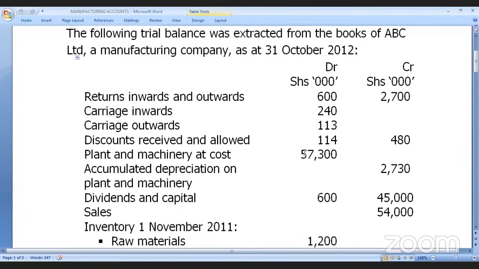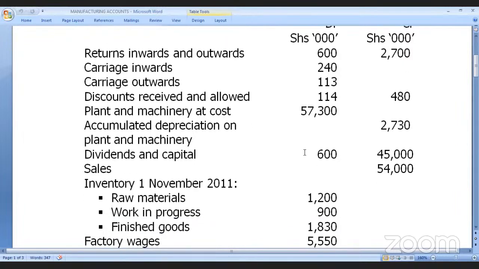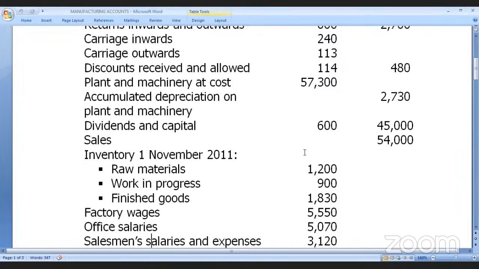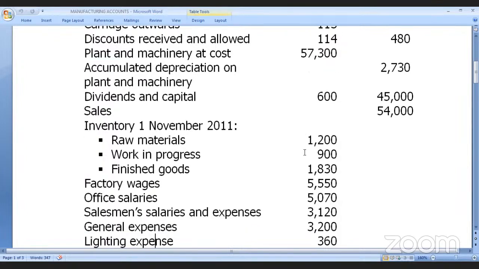You have inventory, 1st November 2011. Remember, under manufacturing accounts, these manufacturing firms have 3 categories of inventories. We have inventories of raw materials, inventory of work in progress, as well as the inventory of finished goods. Then in addition to that, you have the factory wages as well. Then you have office salaries, salesman salaries and expenses, as well as the general expenses.